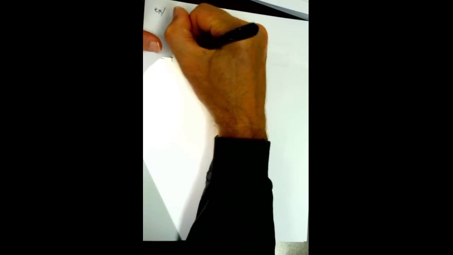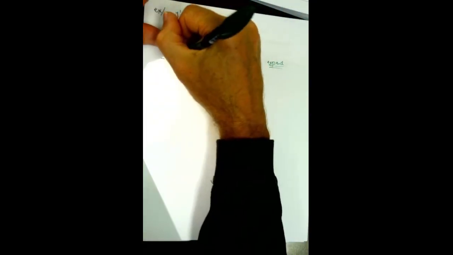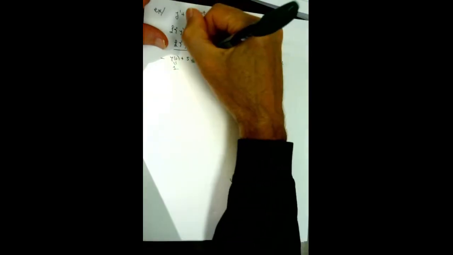And this becomes minus y of 0 plus s times the Laplace transform of y plus the Laplace transform of y is 1 over s plus 1. So notice what did I do? I took the Laplace transform of everything, broke it apart, and I basically just expanded everything as far as possible. Once I've got everything expanded out, and by the way, this is going to be equal to 1, I now want to solve for the Laplace transform of y.